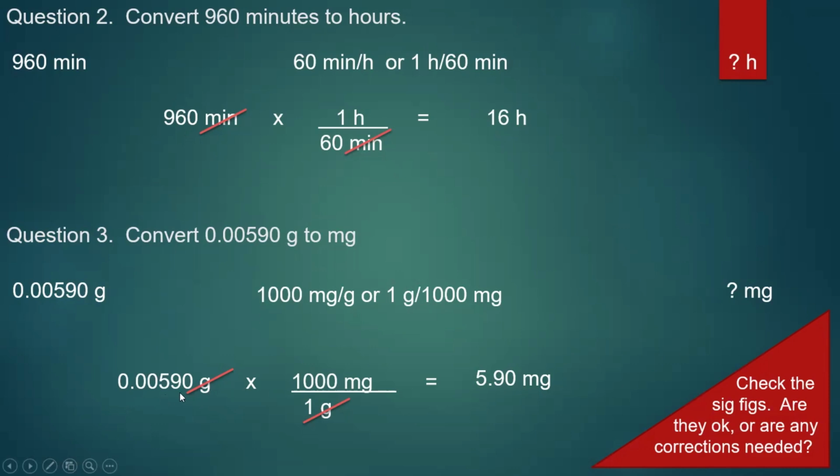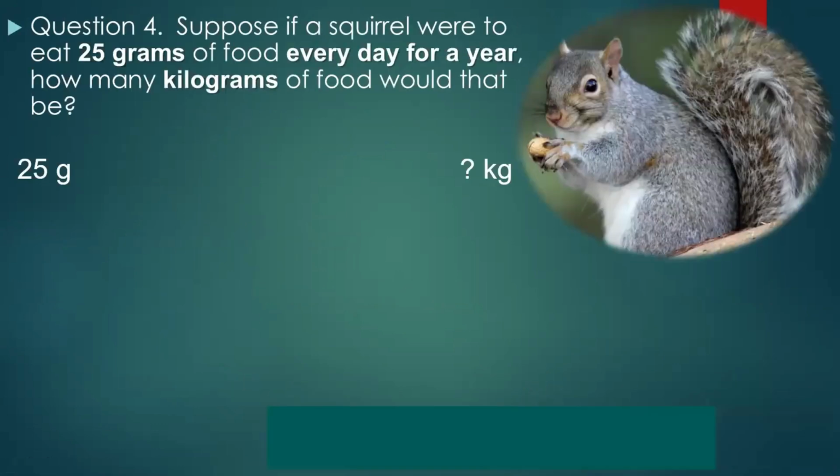It has 3, right? And these are defined amounts, so we don't have to count their significant figures. Only this one. So we have 3 significant figures, and our answer has 3 significant figures. So we don't have to change anything on that one either. So we are good and ready for question number 4.